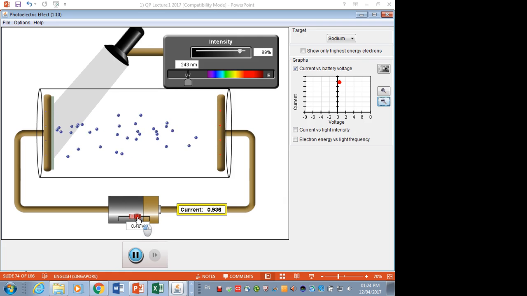So as I shift this battery to the right, what happens? Look at the graph. Follow the graph. I make it more and more positive. Can you see that current stays the same? Current stays the same. Why? A lot of students asking me, hey, Mr. Ho, if you make it more positive, the electrons are moving faster, shouldn't the rate of arrival of electrons be faster? But no, look, you are producing 10 electrons per second. No matter how fast they are moving, you will only receive 10 electrons per second.